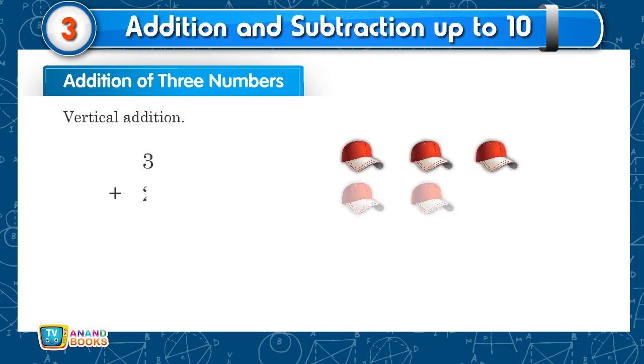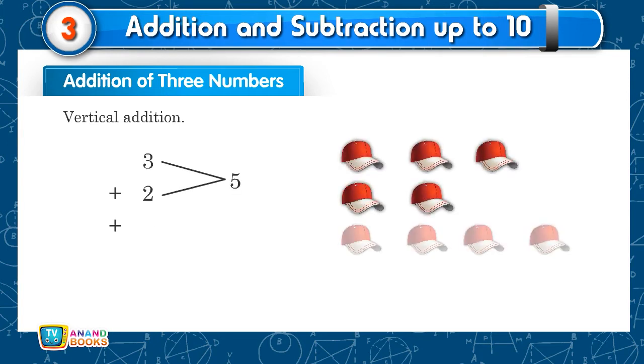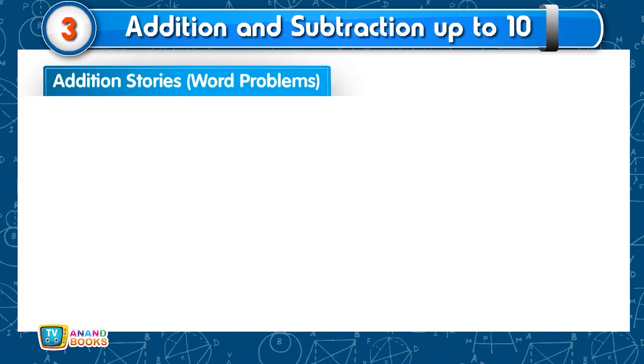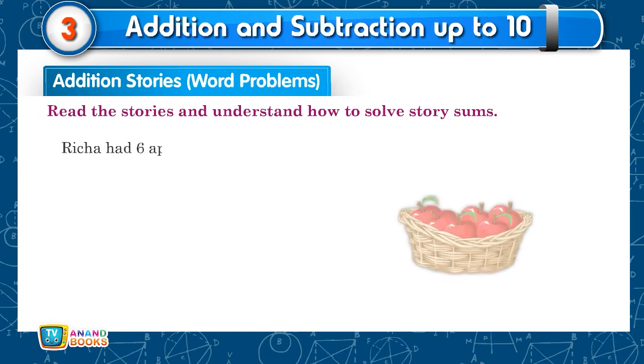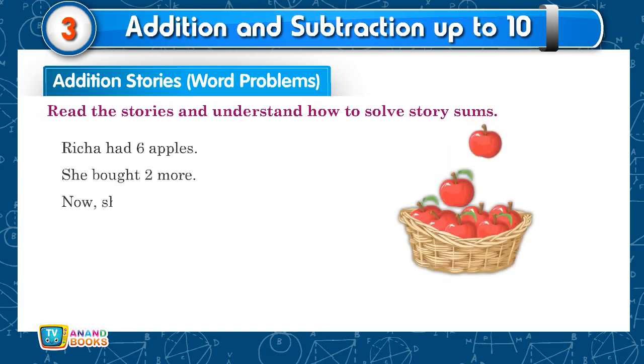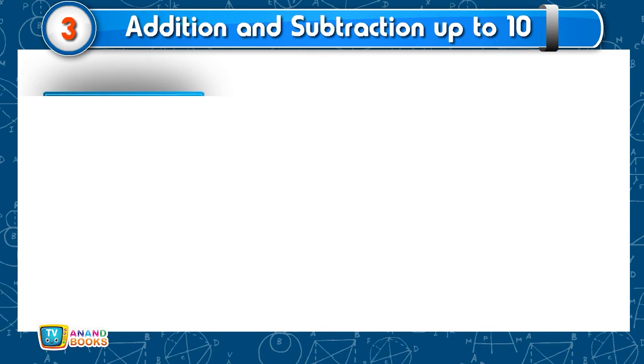3 plus 2 is 5. Plus 4 is 9. Addition stories, word problems. Read the stories and understand how to solve story sums. Richa had 6 apples. She bought 2 more. Now she has 8 apples altogether. 6 plus 2 is equal to 8.